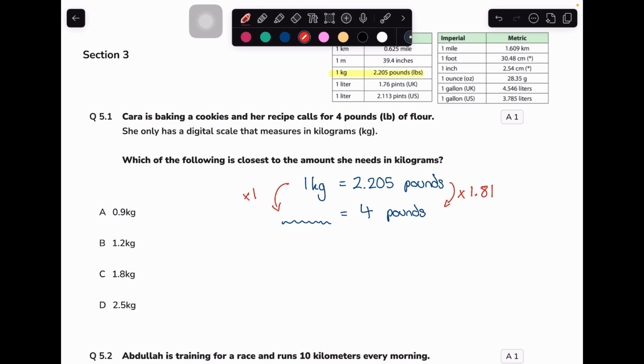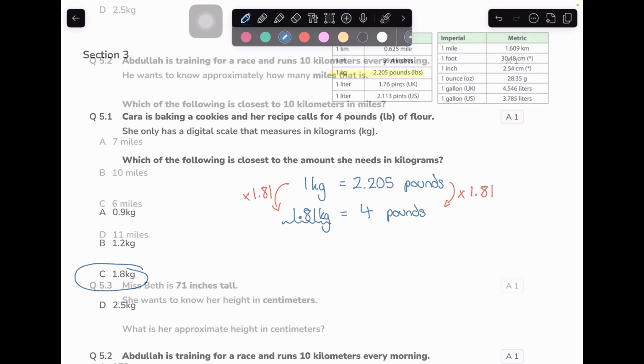So multiply by 1.81, which would give me an answer of 1.81 kilos. And there we have it. So in terms of this question, which of the following is closest to the amount? It would indeed be C.